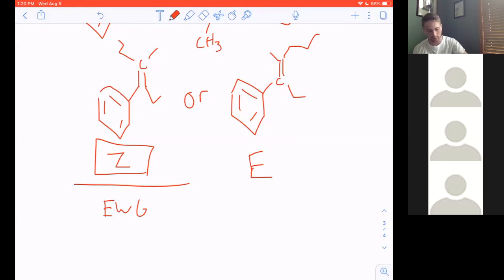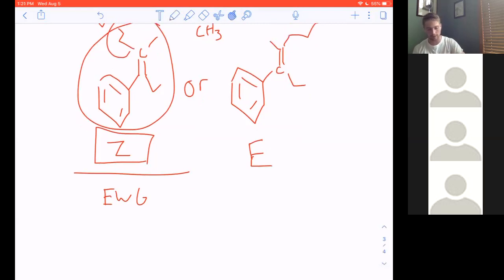What that means is you will get this configuration, as I said. It just makes it more favorable to have the larger group on the same side. That's one thing to keep in mind with any of these reactions: you could have either of these two products, but usually you would have the E product unless you have that electron withdrawing group, which we do have here.